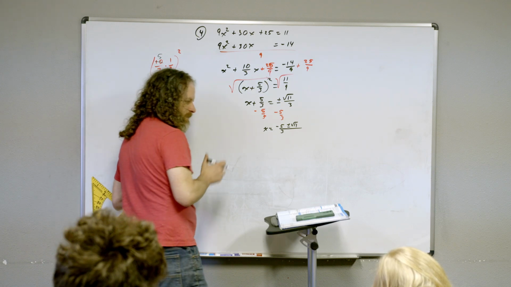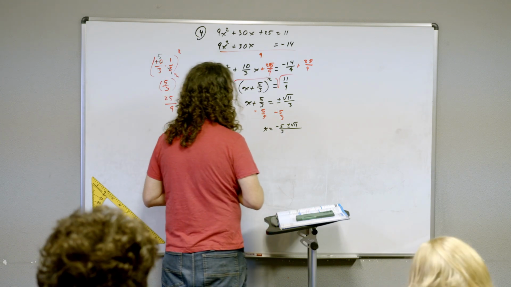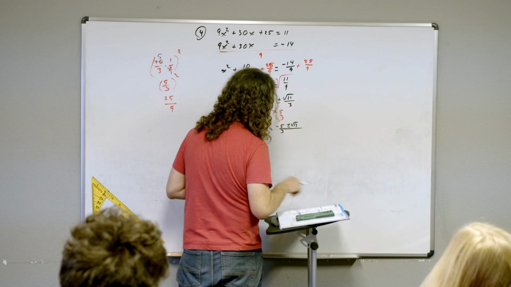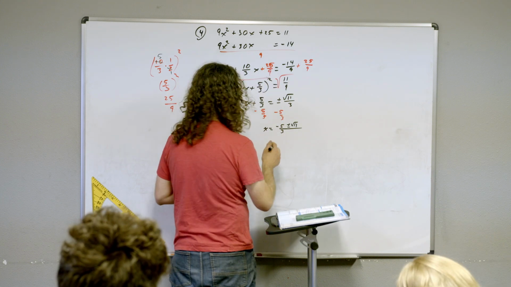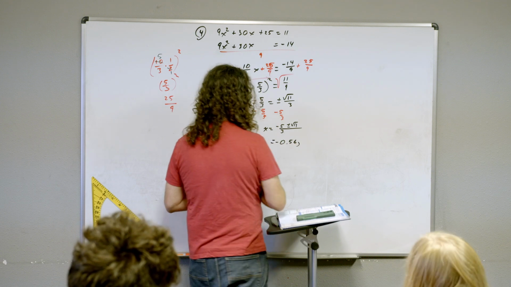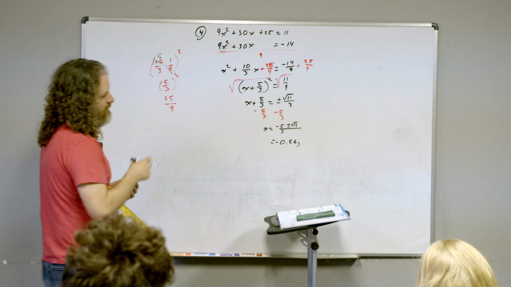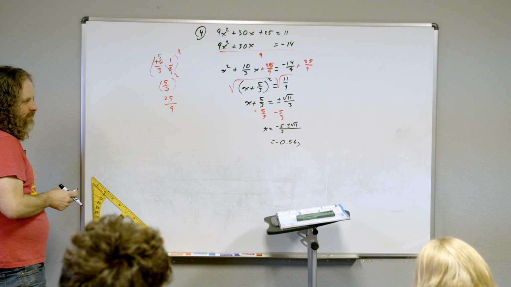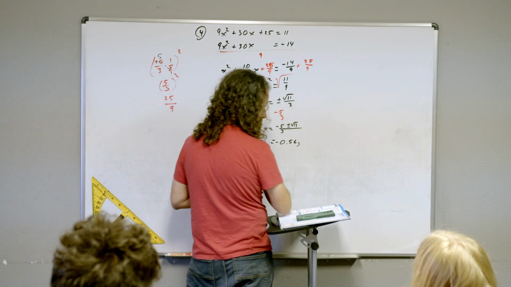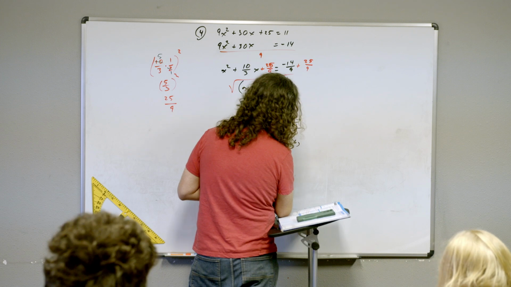0.56. Somebody else agree? I don't, because it says negative 0.56. And then negative 5 minus the square root of 11 divided by 3: negative 8.32. That's not what the key says.